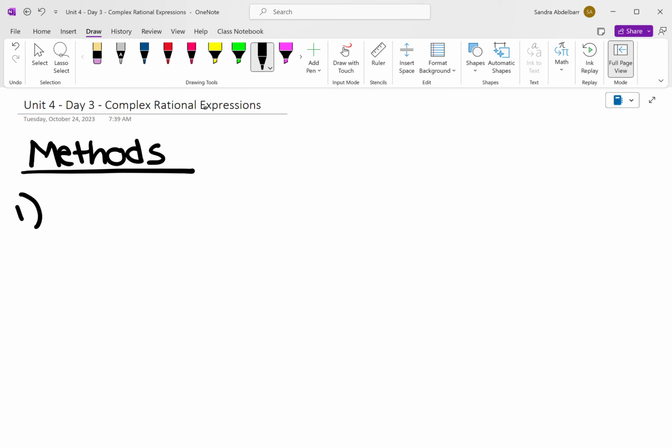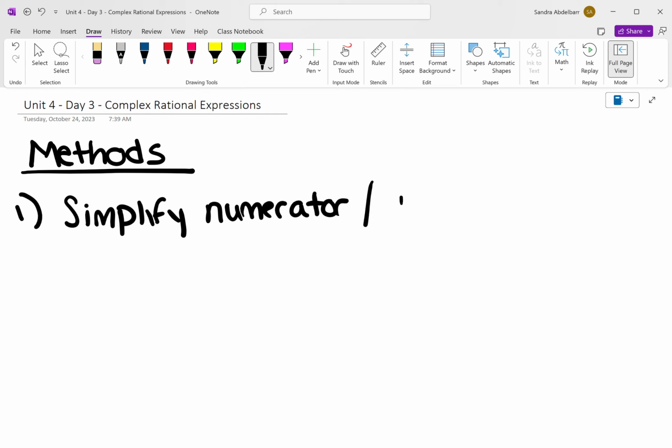Okay, so the first method is to simplify the numerator slash denominator, then divide.